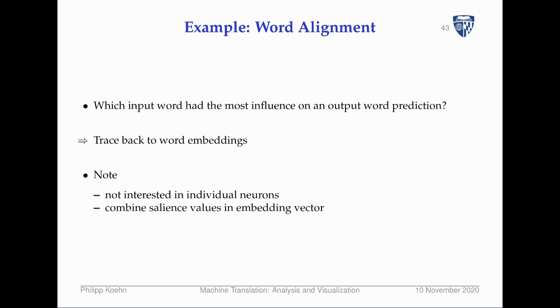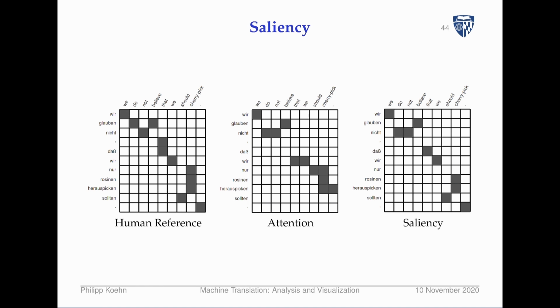Let's look at an example where we can actually test this out. Which input word has the most influence on an output word prediction? We try to trace this back to word embeddings. Some technical note here: we're not interested in individual neurons, although we might be in other applications of this method. Since we're not interested in individual neurons, we're going to combine the saliency values in an embedding vector.